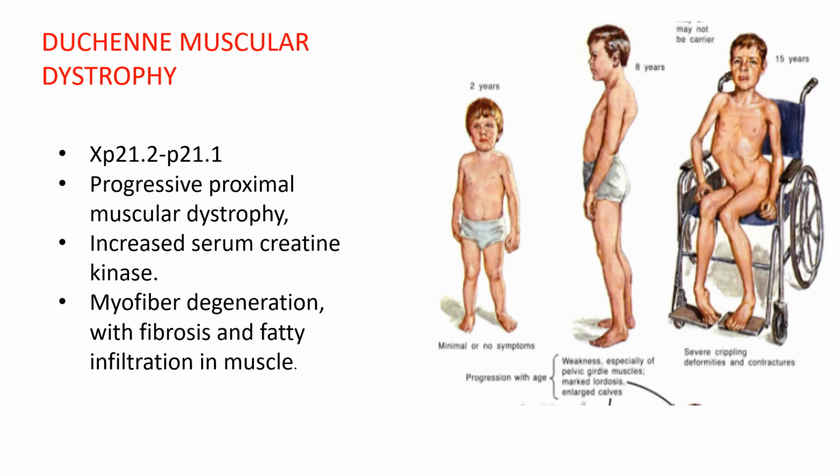Coming to Duchenne muscular dystrophy. Here the defect is deletion in the short arm of chromosome X at region 2, band 1 and subband 2. Individuals affected with this deletion present with progressive proximal muscular dystrophy, as shown in this photomicrograph. As the child goes on growing, the muscular dystrophy goes on increasing, and by the age of 15 the child is wheelchair bound, and by the age of 20 the individual is dead. There is associated increased serum creatine kinase. There is myofiber degeneration with fibrosis and fat infiltration in the muscle.